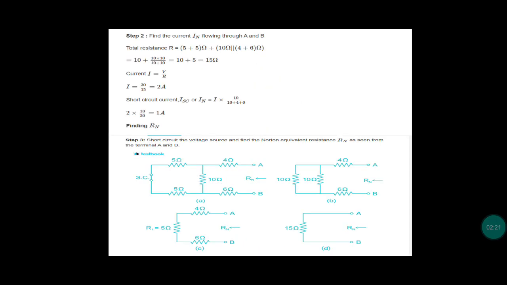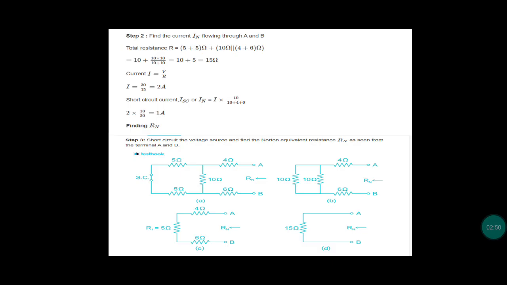Next, we have to find the current IN flowing through the terminals A and B. For this, we find the total resistance, and then the total current. By applying the current division rule, we can find the current through the terminals A and B. That current is called the short circuit current, or IN, Norton's current. In this case, we get the short circuit current as 1 amp.